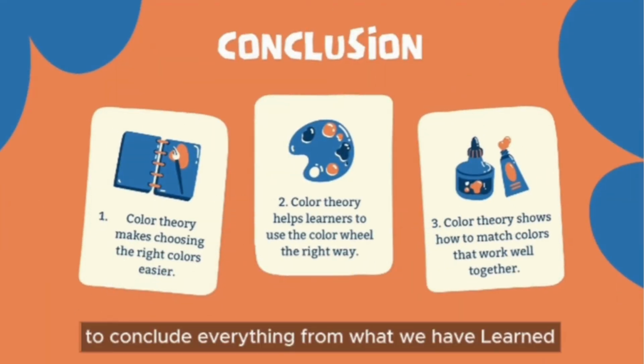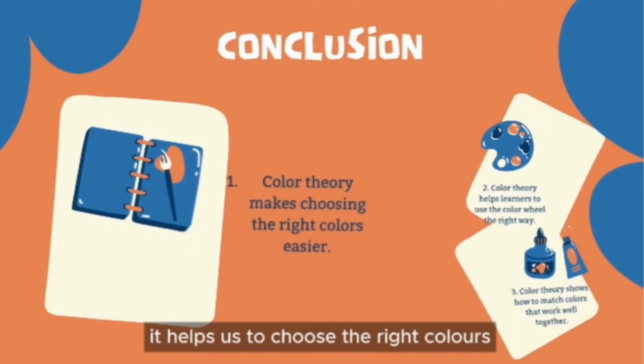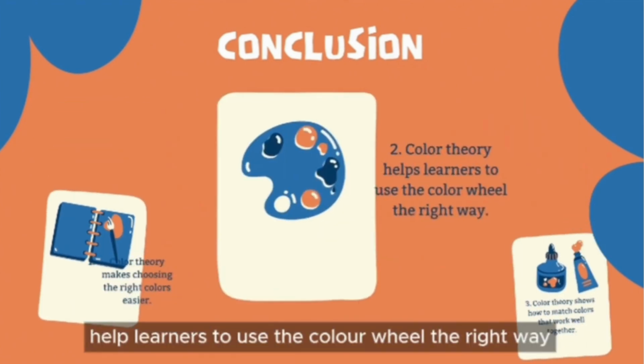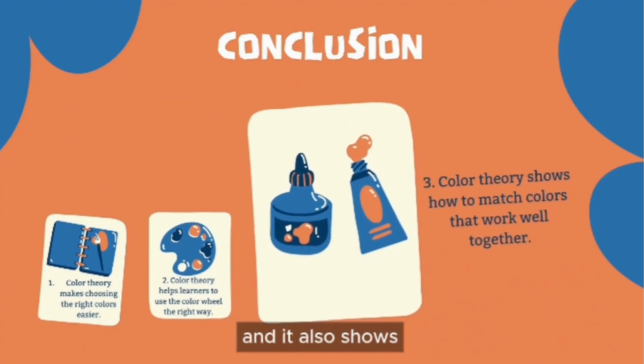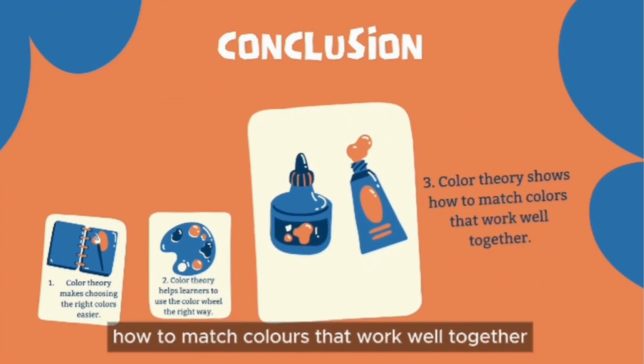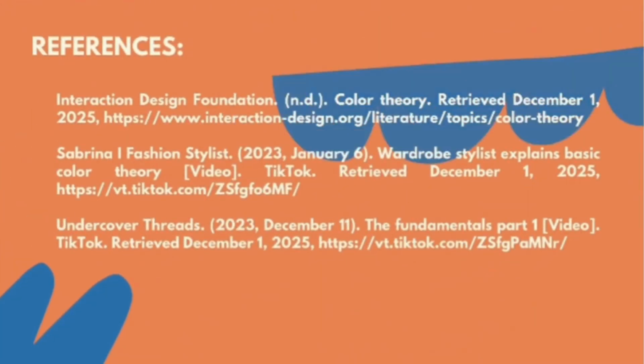To conclude, from everything we have learned, color theory has three benefits. It helps us to choose the right colors, helps learners to use the color wheel the right way, and it also shows how to match colors that work well together.